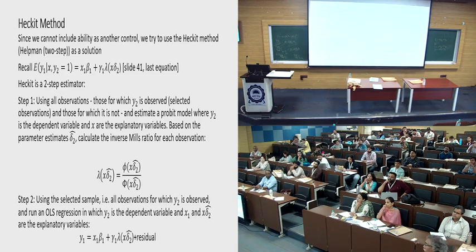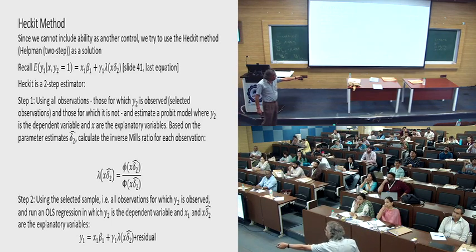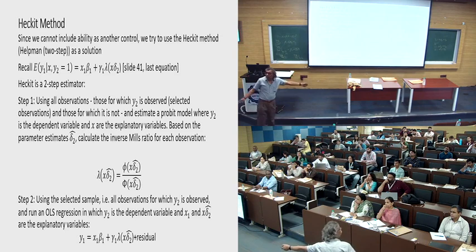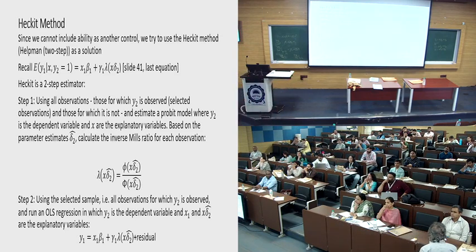But I include the estimated inverse Mills ratio as an additional variable. See, the lambda x delta 2. And hence, I solve the problem of sample selection. Clear?